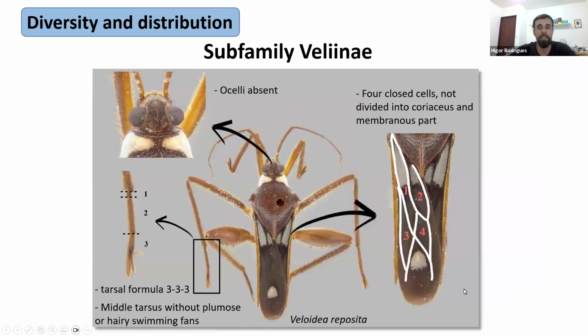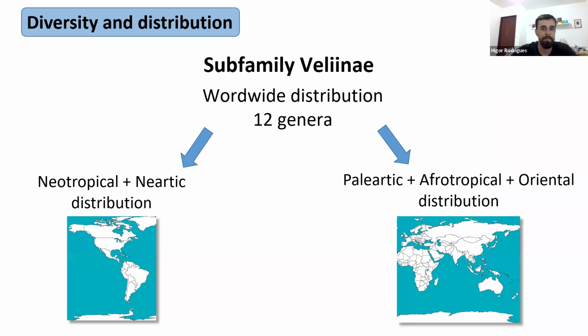The subfamily Veliinae, the target of our study, can be diagnosed by the absence of ocelli on the head, forewing with 4 closed cells, not divided into coriaceous and membranous parts, tarsal formula 333, and middle tarsus without a plumose or hair swimming fan. It's very easy to identify the subfamily.